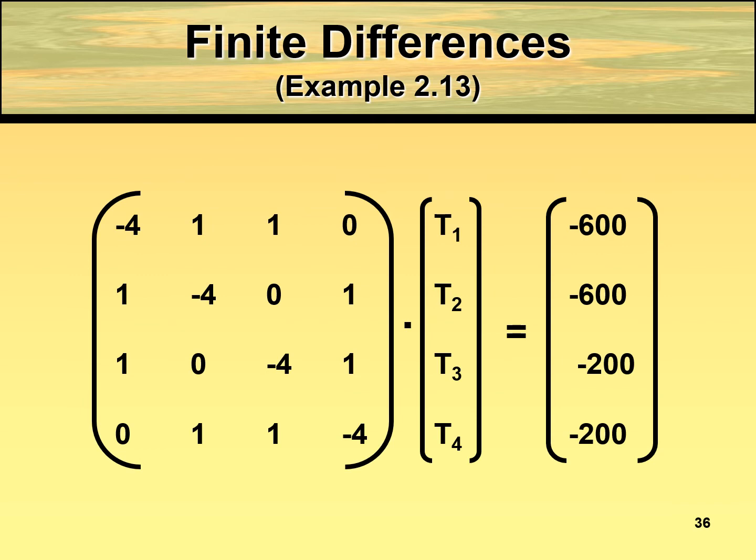If you remember your matrix, negative 4 times T1 plus 1 times T2 plus 1 times T3 plus 0 times T4 is equal to negative 600. So it's nothing but negative 4 times T1, the first row here, plus 1 times T2 plus 1 times T3 plus 0 times T4 equals negative 600. And you can do the same for this row, and this row, and you will get the previous equations that we had.